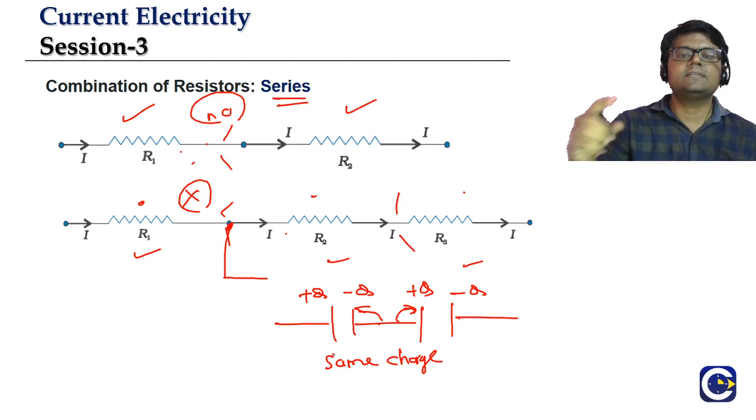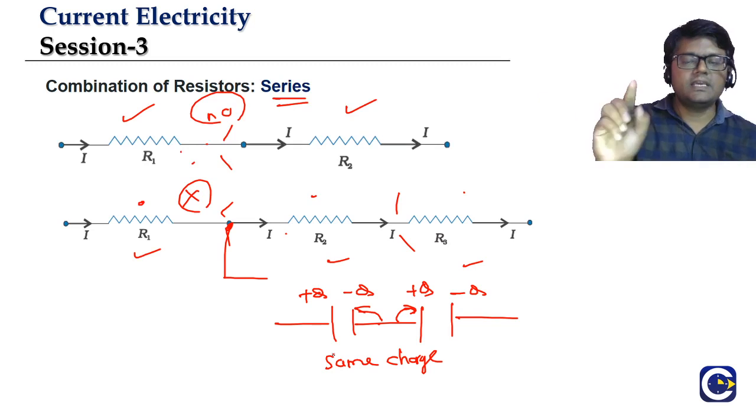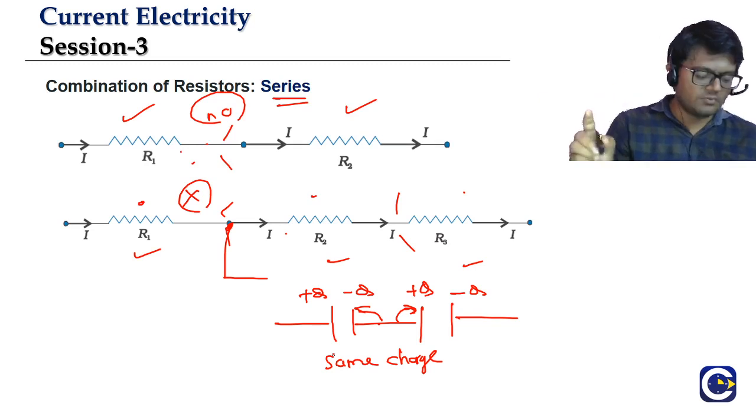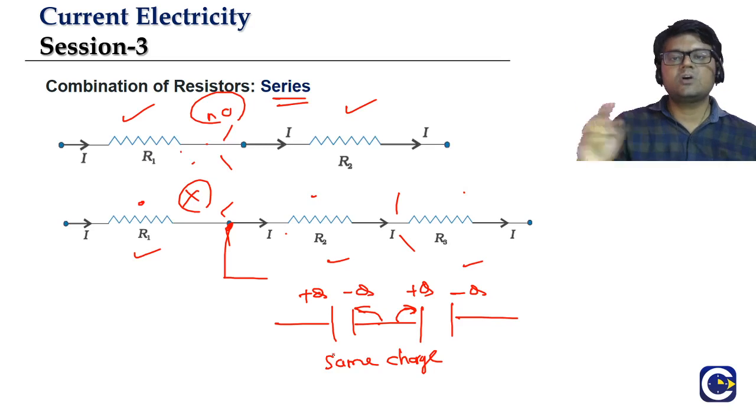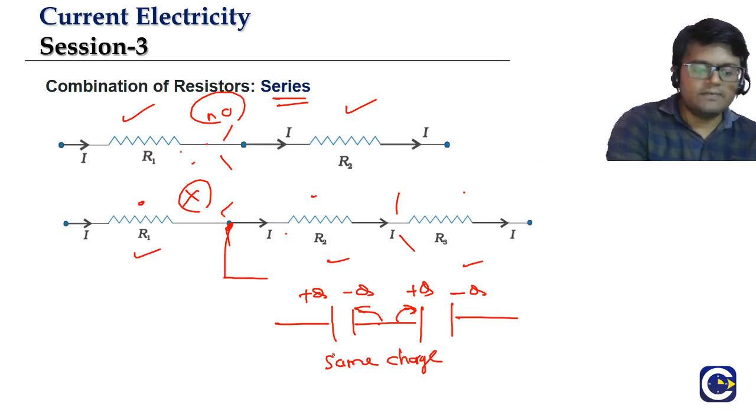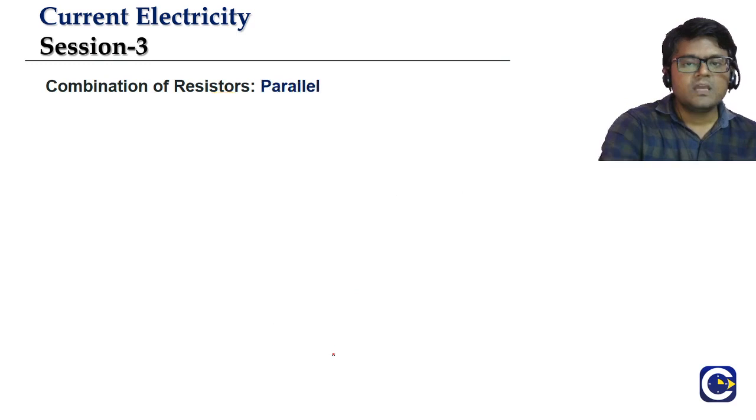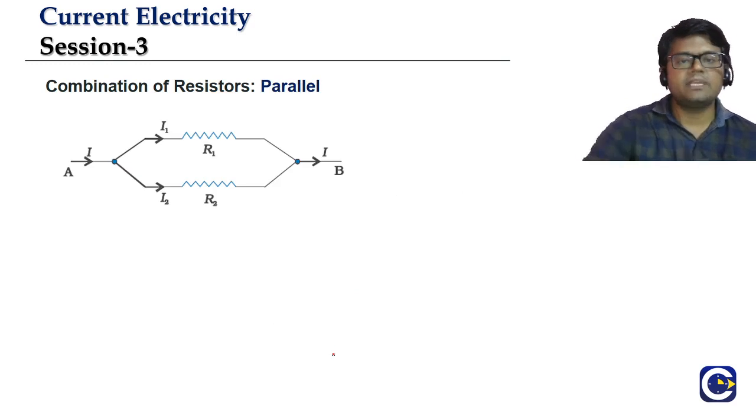That is the series combination of capacitors. But here we are not talking about capacitors, we are discussing resistors. So in a series combination of resistors, all of them are going to have the same current. Now let us look at the parallel combination.